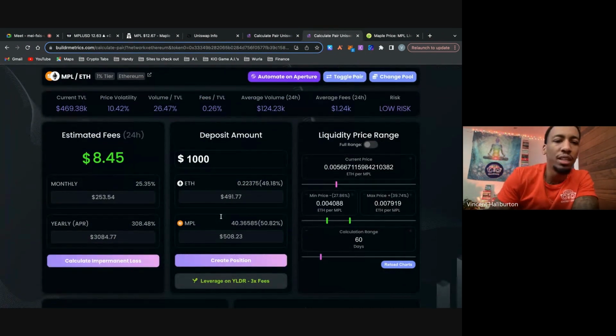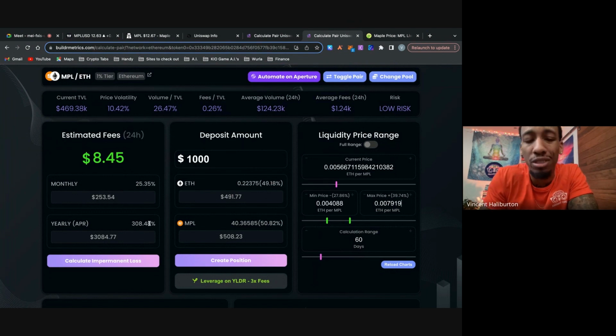So had you been in a Maple ETH pool for the past 60 days with $1,000, you could have been getting an APR of 308%, or 25% per month, with a $1,000 deposit. And guys, this is free money. $1,000 deposit, you could have made $491 in ETH and $508 in Maple. Guys, that is absolutely excellent. And this is why we talk about yield farming being the best opportunity to generate passive income in the history of mankind, as long as you know what you're doing. And here at Know It Owls, we make sure you know what you're doing, guys.